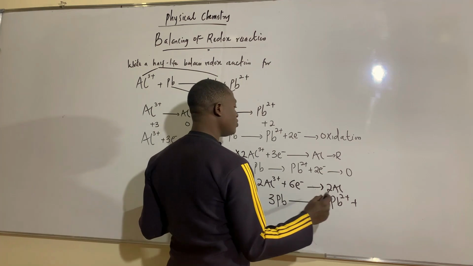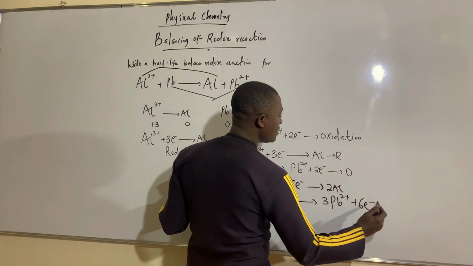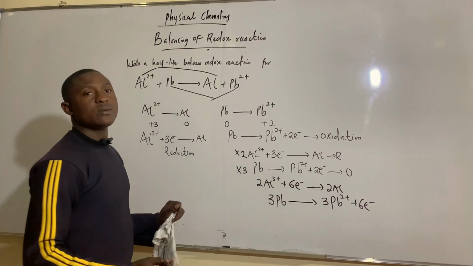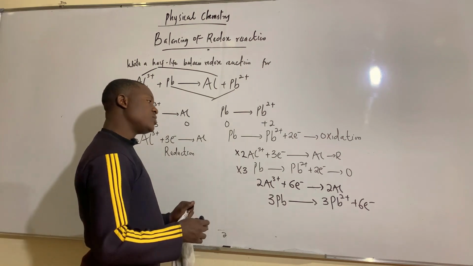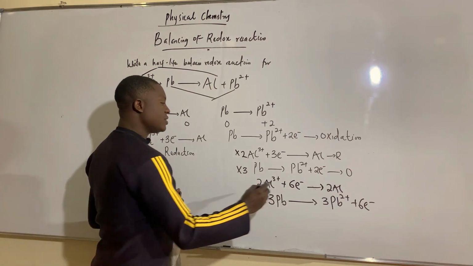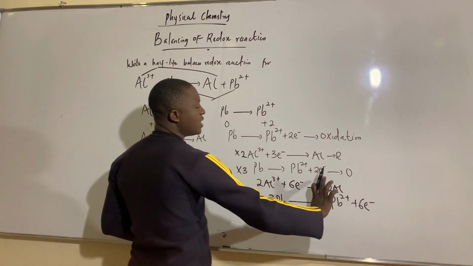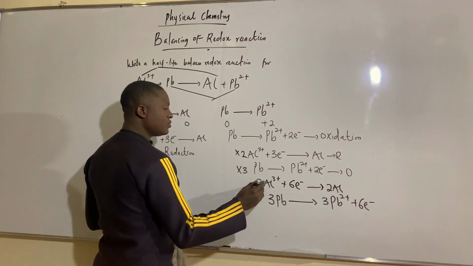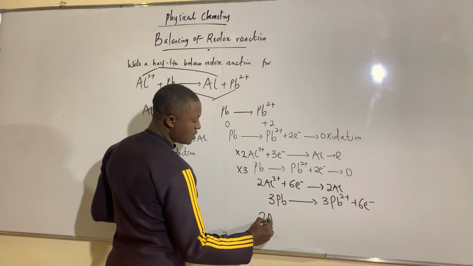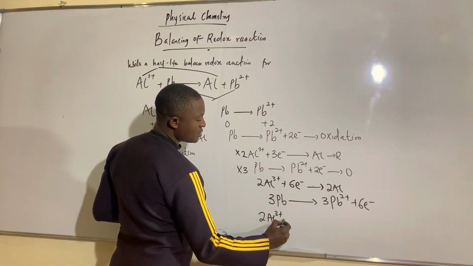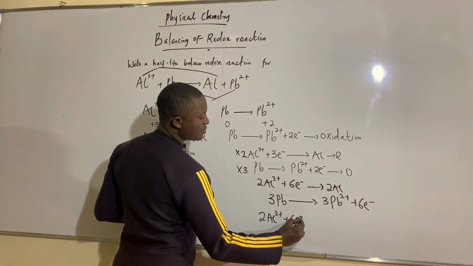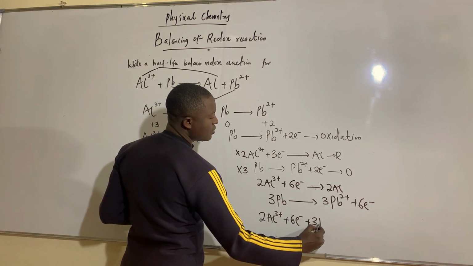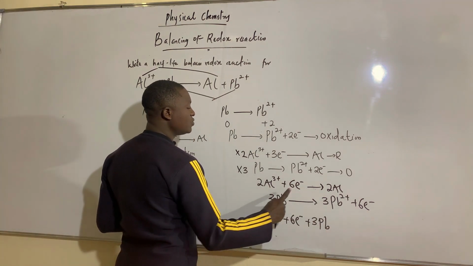Then 3 times 2, we are going to have 6 electrons. Can you see that? So I will now add the one at the reactant together and the one at the product. You can see this is the one we have at the reactant side and this is the one we have at the product side. So if I do that, here we have 2Al3+ plus 6e- plus 3Pb. You can see 1, 2, 3.